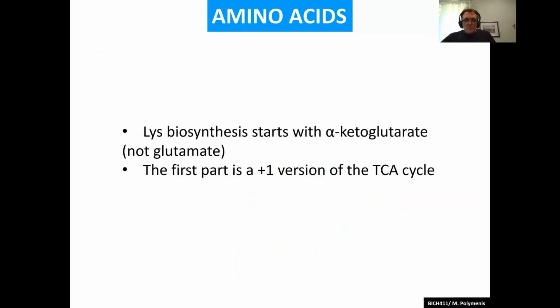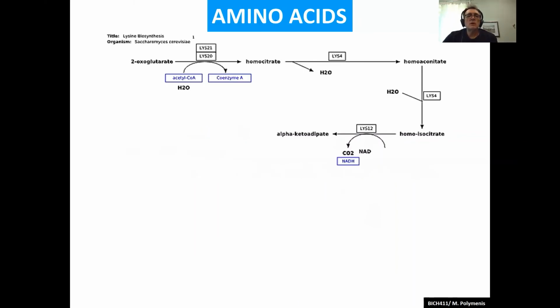All right, so now let's move on to additional amino acids. And again, to avoid the super confusion, I will try to stay with basic principles. So lysine biosynthesis also starts with alpha-ketoglutarate, not glutamate. And the first part is something we have seen before. It's a +1 version of the TCA cycle. And what do I mean by that? Well, we have alpha-ketoglutarate, and you get acetyl-CoA, and you get homocitrate.